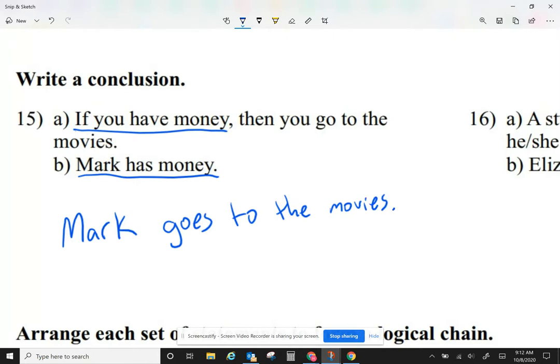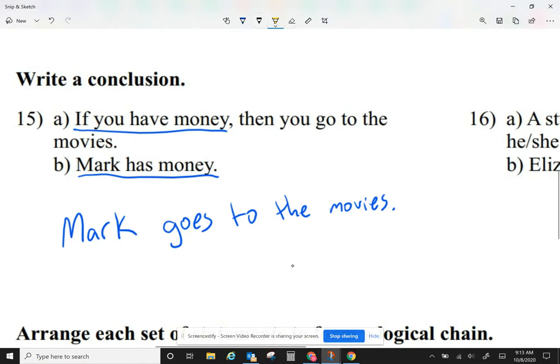It is a sentence, right? I'm using words. Make sure you follow your English rules. The first letter must be capitalized, and you end with the period. Don't forget the period at the end. So Mark goes to the movies. Try to keep it the same wording that I have here.